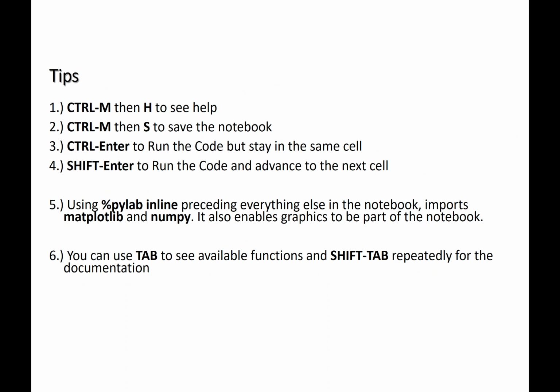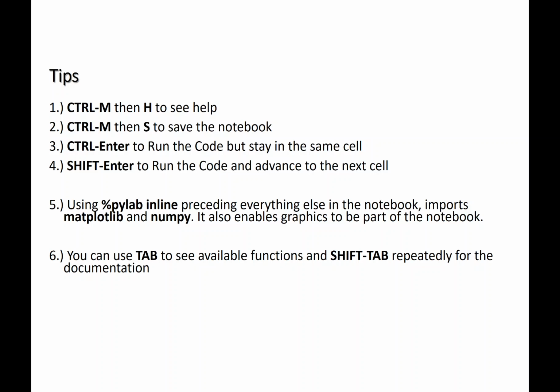Okay, so there are tips. These are the most commonly used hotkeys. Control M, then H to see the help. So if you forgot the key, you can use this one. Control M and then H, then the help pop-up box will show to you the codes. Control M then S to save the notebook. Control enter to run the code but stay in the same cell. And shift enter if you want to run the code and advance to the next cell.